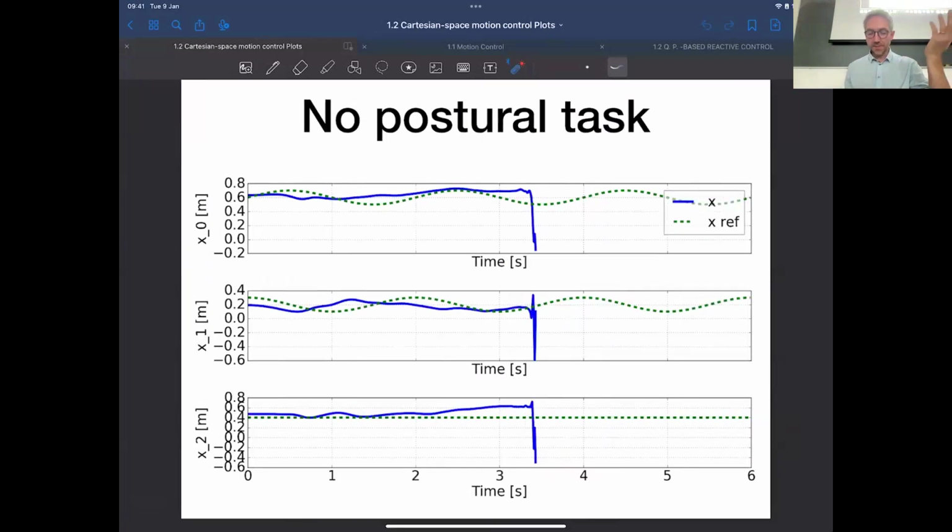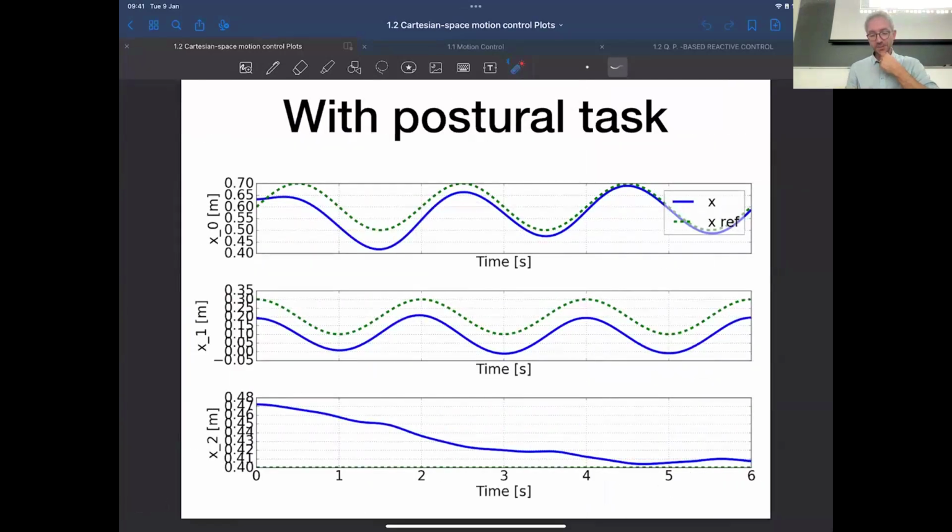So first thing, what happens if you don't have a postural task? So you don't take care of the redundancy? Well, it doesn't work. Basically, the tracking, you can see it's very bad from the very beginning of the motion. And at a certain point, it becomes really unstable. And at this point, the simulation basically breaks down because you start getting not-a-number values, which means that your robot kind of exploded. You reach values that are so high that they cannot be represented by your computer. So postural tasks, very useful in practice.